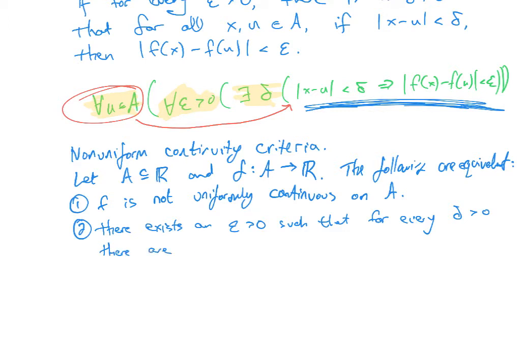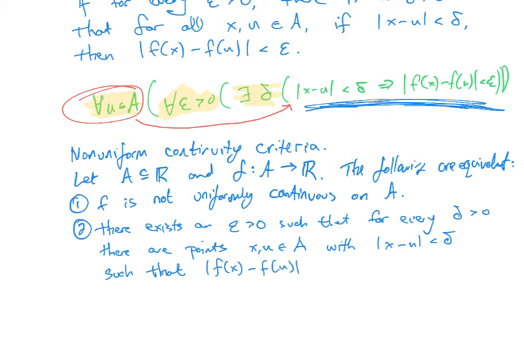So there are points x and u in A within distance delta, so with |x minus u| less than delta, such that their function values are not close. Not being close means greater than or equal to epsilon.